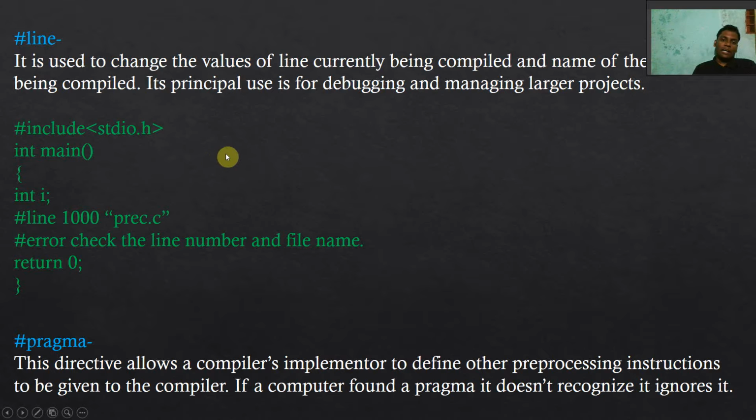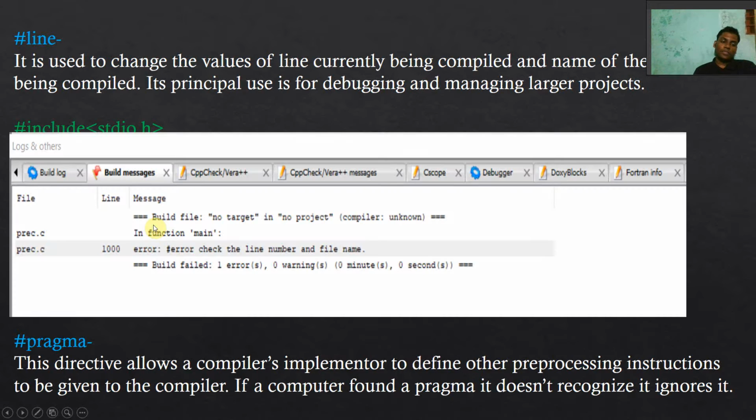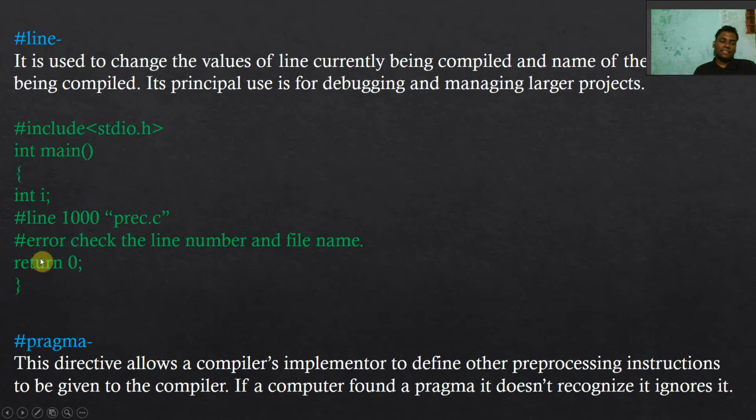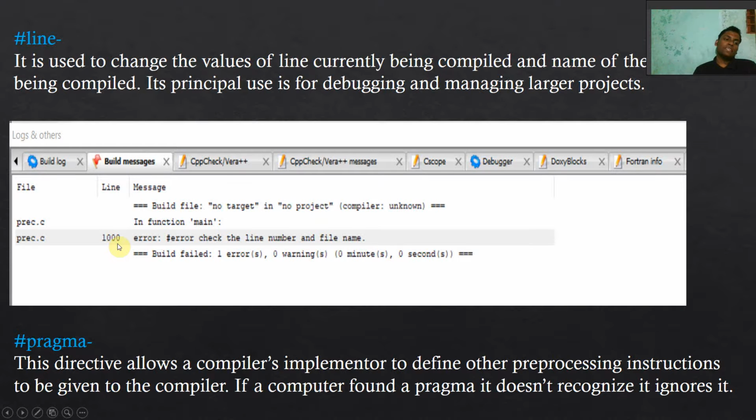Its principal use is for debugging and managing larger projects, to control the line numbers. If we run this code, we will see that we have given line 1000 in break.c, and this will be the line number. As there is an error, the code will not be compiled and we see the error message in the build messages. As you can see, the line number is 1000, as we have declared using the line preprocessor, and the error message will take the line number and file name.